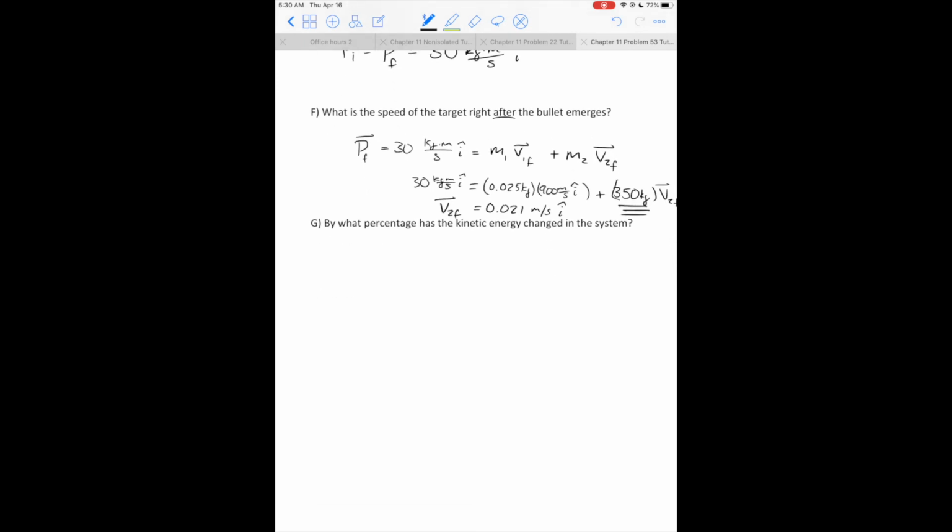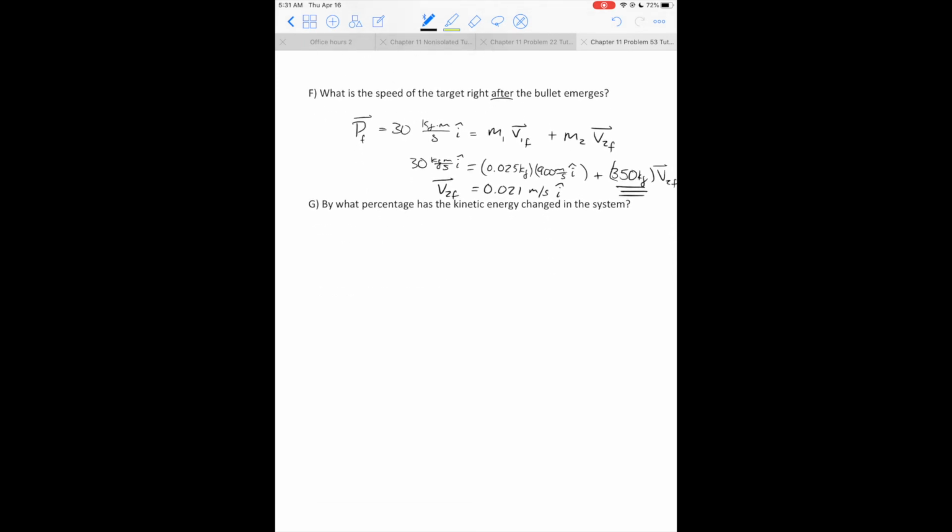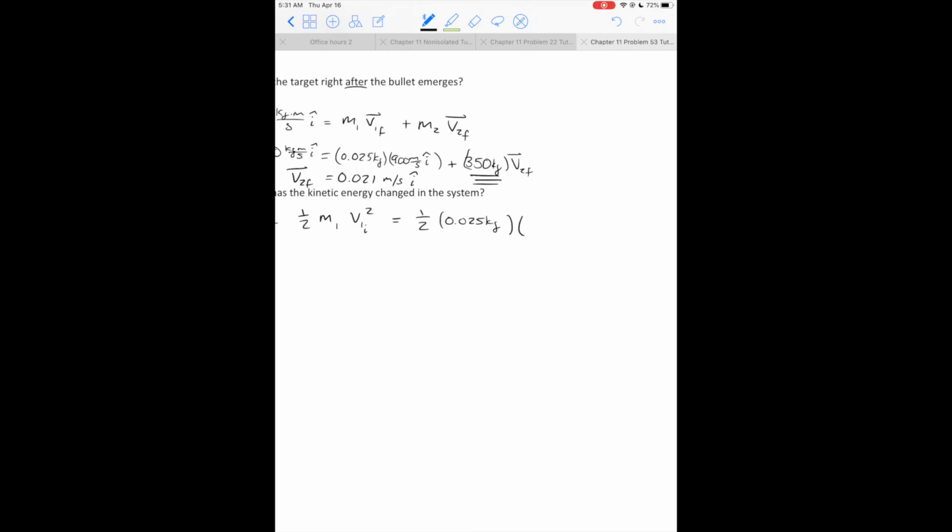So now, by what percentage has the kinetic energy changed in the system? Ki is just that initial bullet moving, 1/2 m1 v1I squared. There's no v2I, so we can just stop it there. If we have 1/2 times 0.025 kilograms times 1200 meters per second squared, what do I get? I get 18,000 joules. That's a lot of energy.